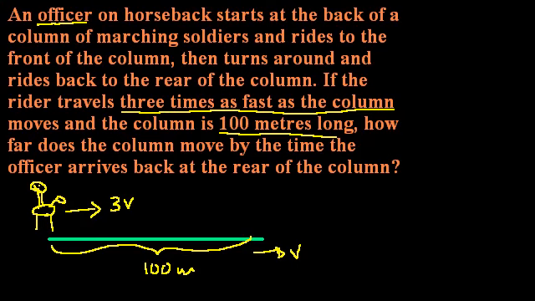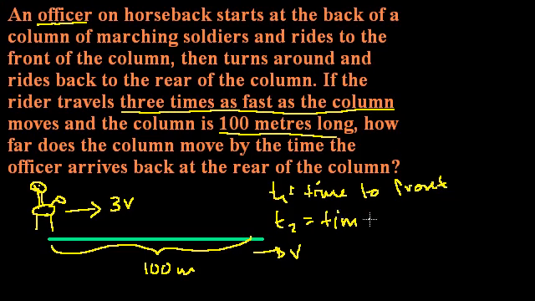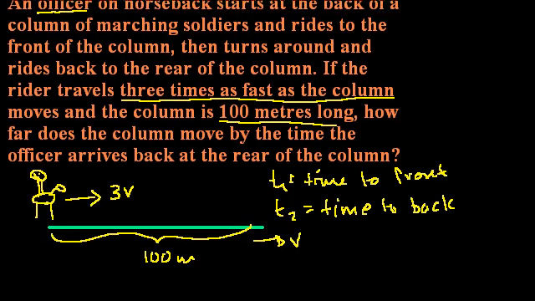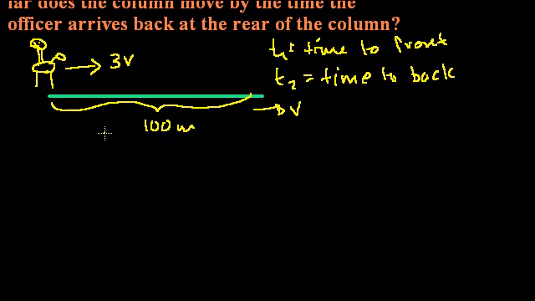So let's think about 2 things. Let's think about the time it takes him to go to the front of the column, and then the time it takes to go back. So let's say t1 is equal to time to front, and then t2 would be time to back. There might be other ways to solve this, but this is the way that's jumping out into my brain. So let's figure out what the time to the front of the column is.